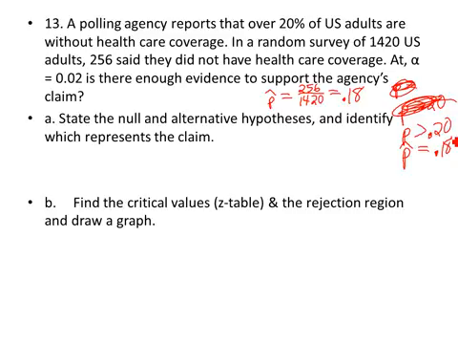What else do they tell us here? Alpha's 0.02. A little tougher when alpha's 0.02 on this one because we actually have to use the chart to look it up instead of knowing it. And our N this time, the people in the survey, was 1,420.